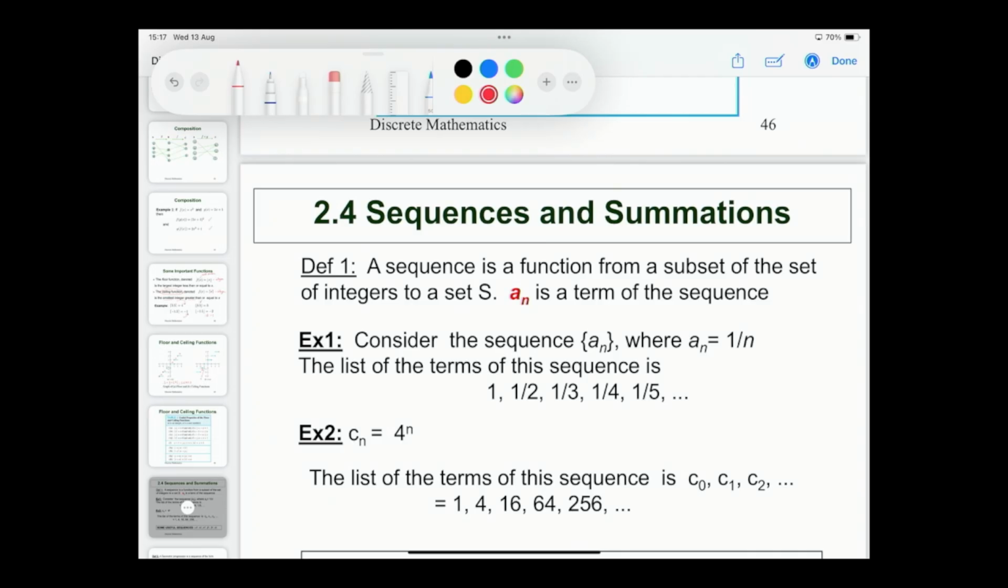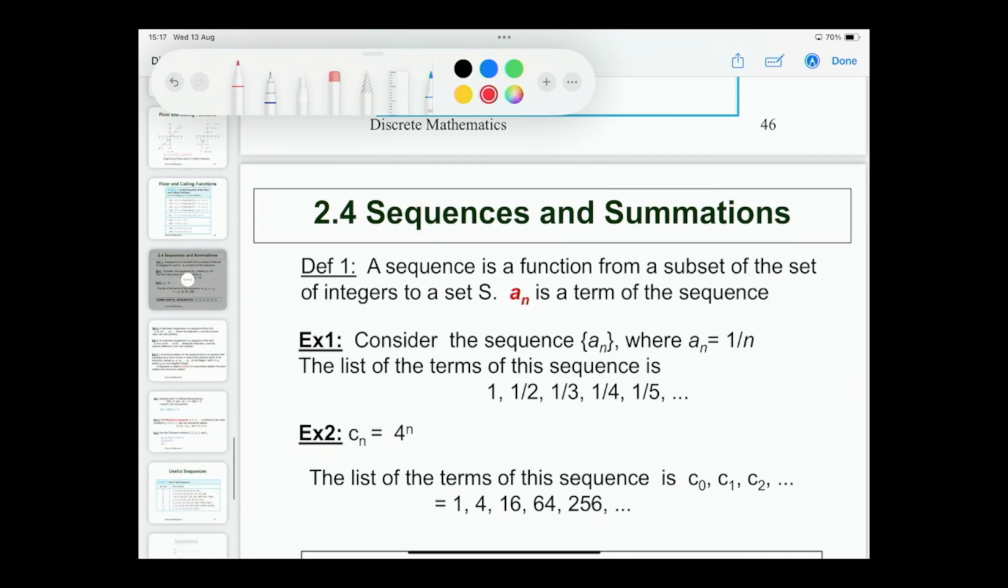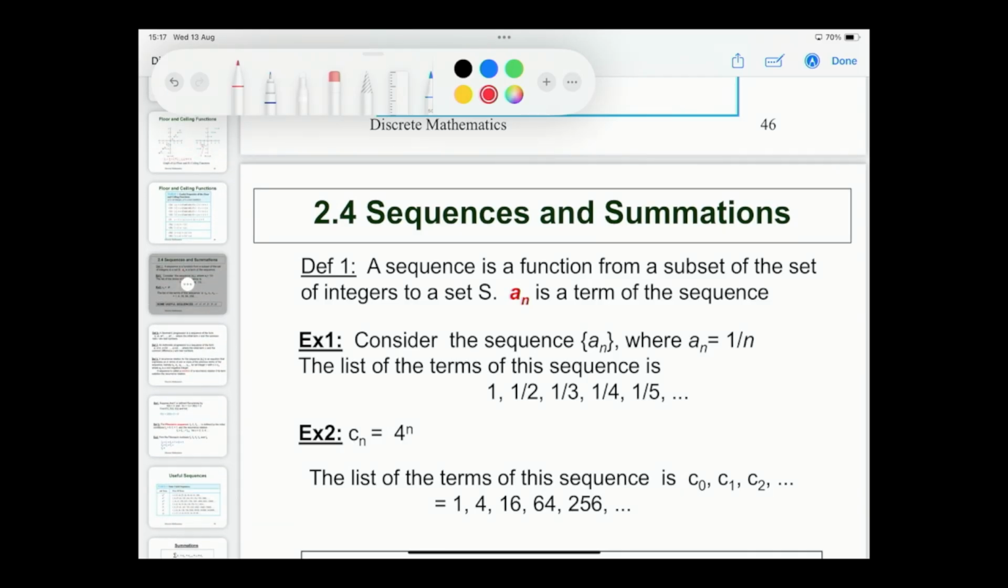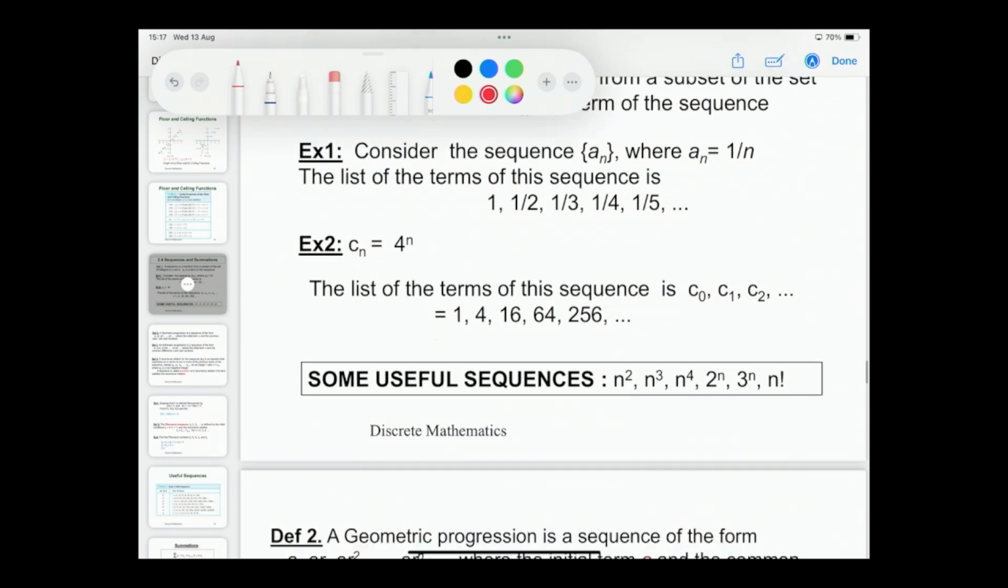Then what else do we have here? We have sequences and summation.